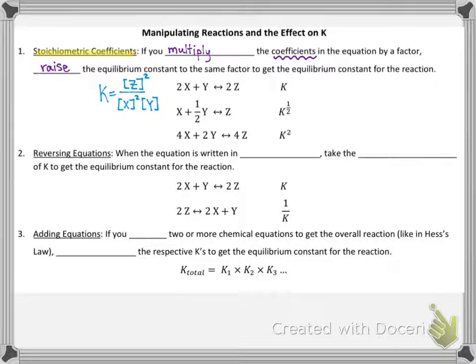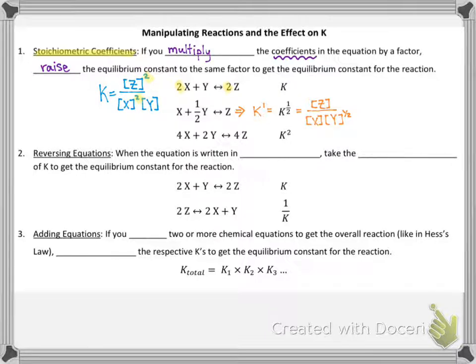Well, in an equilibrium constant expression, your stoichiometric coefficients are in fact exponents. So if you change the coefficients, you're changing the exponents in your equilibrium constant expression. So when we take that reaction and divide all the coefficients by 2, notice that changed the exponents. It actually changed the exponents by that factor. It divided the exponents by 2.